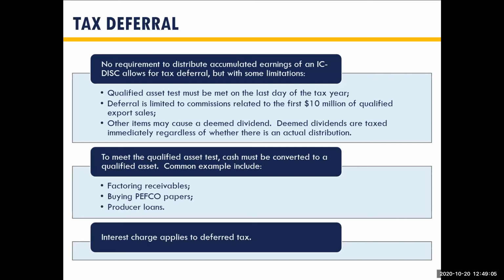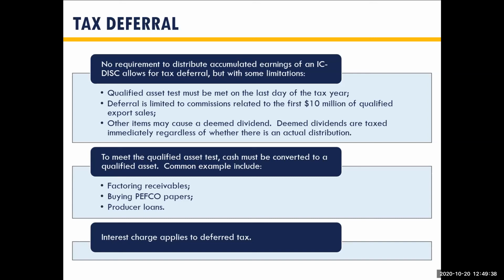So one, we have to meet the qualified asset test on the last day of the year, like we mentioned. So effectively, in order to do that, you have to convert cash, which is a non-qualified asset, into a qualified asset. And there are some ways this can be done, but what's important to note is that you need to carefully plan if you do want to take advantage of the deferral through the IC DISC, so that you don't inadvertently disqualify the DISC.